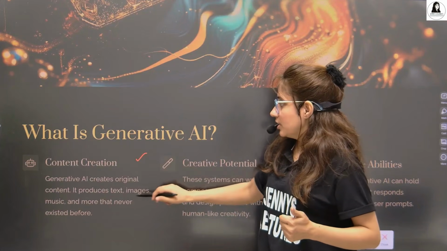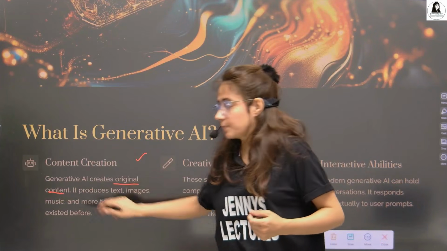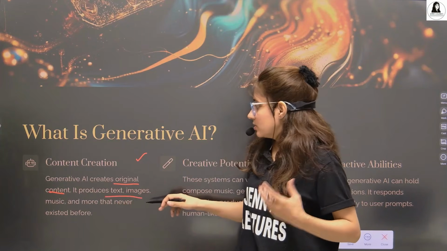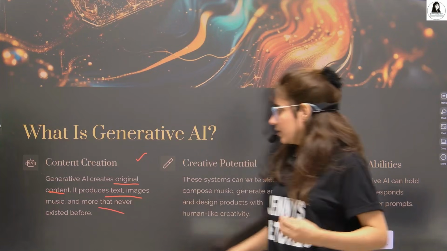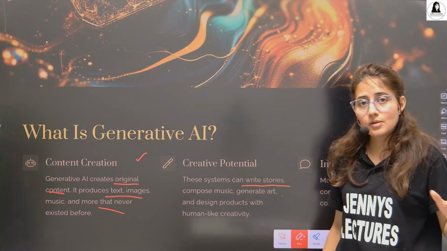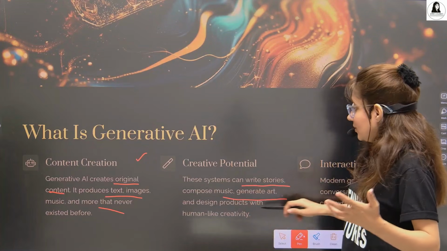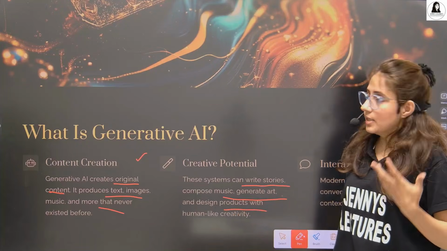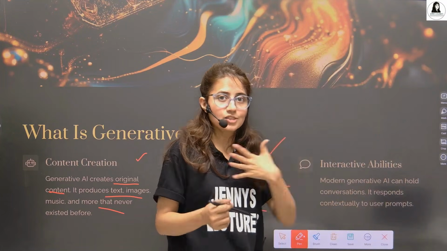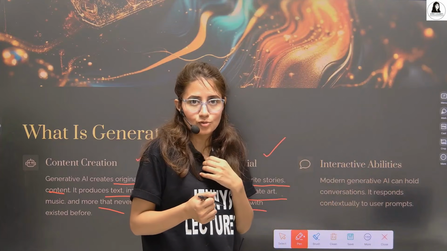So, content creation: generative AI creates original content. It produces text, images, music, and more that never existed before. These systems can write stories, compose music, generate art, and design products with human-like creativity. They are so creative, just as we humans have creativity.